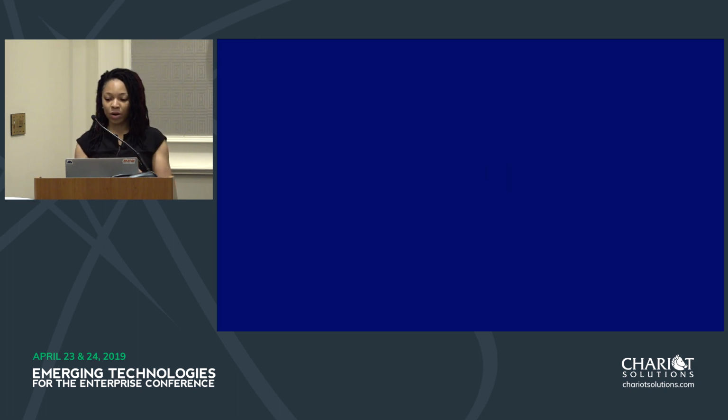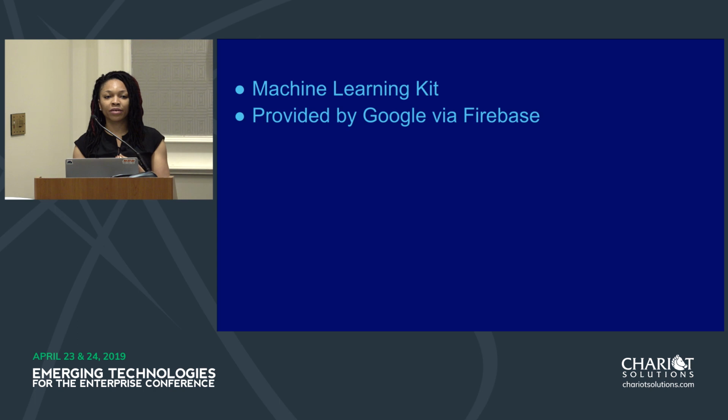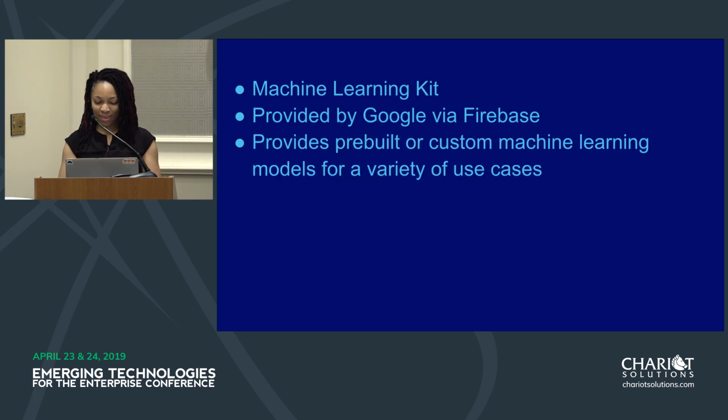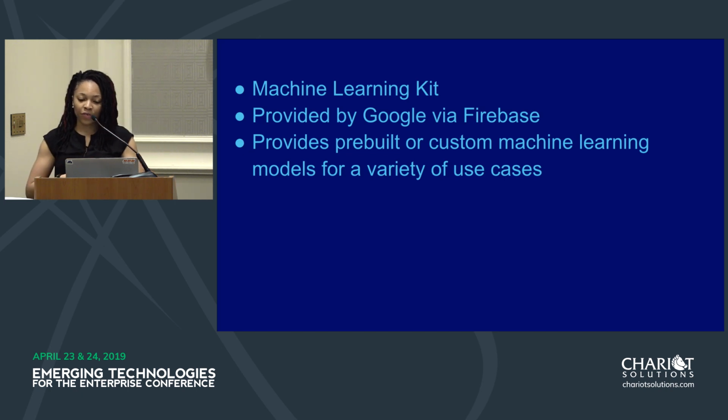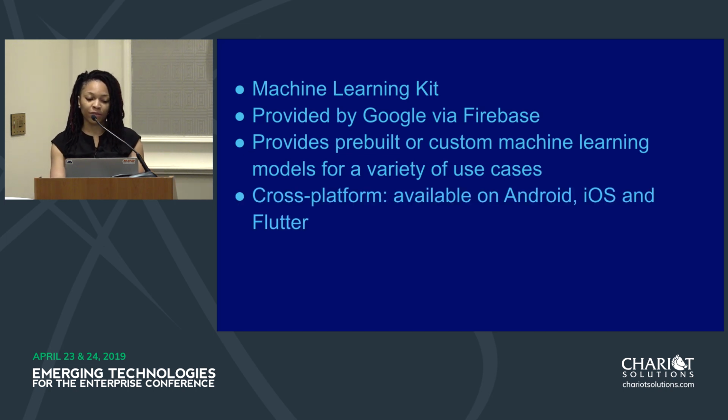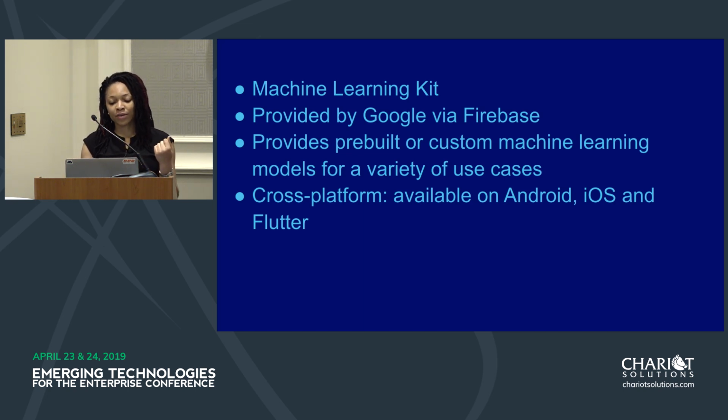ML Kit stands for Machine Learning Kit. It is provided by Google via Firebase, and it provides pre-built and custom machine learning models for a variety of use cases. So you can have your machine learning model for detecting a barcode or detecting faces in an image or whatever use case, it provides that. And it's cross-platform, so it's available on Android, iOS, and Flutter, and this Flutter that I'm going to be talking about today.